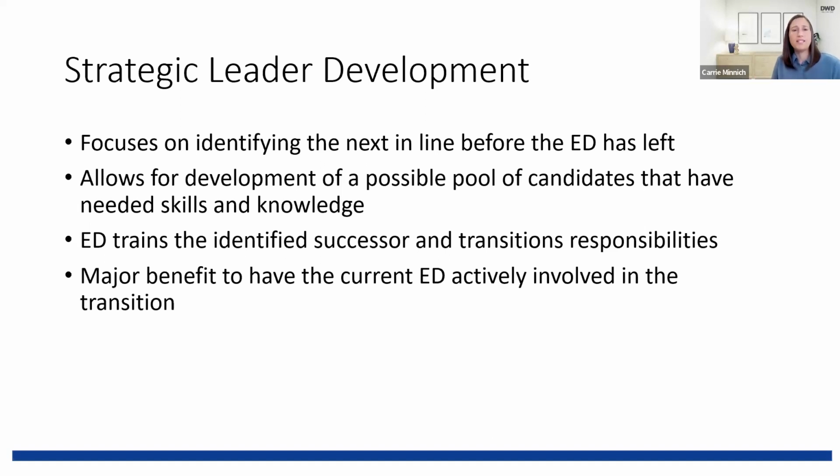This is really great because it allows for the development of a possible pool of candidates that have needed skills and knowledge. And again, at the beginning, when we talked about looking for specific skills that your organization needs at this time, this allows you to do that. Also, it allows the executive director to maybe help identify a successor and also transition those responsibilities. So the executive director is still somewhat involved during this transition and can train that new person on their responsibilities. And so it's kind of just a smooth, the old executive director is going out and the new one is coming in. So if you can do this type of transition, that's great.